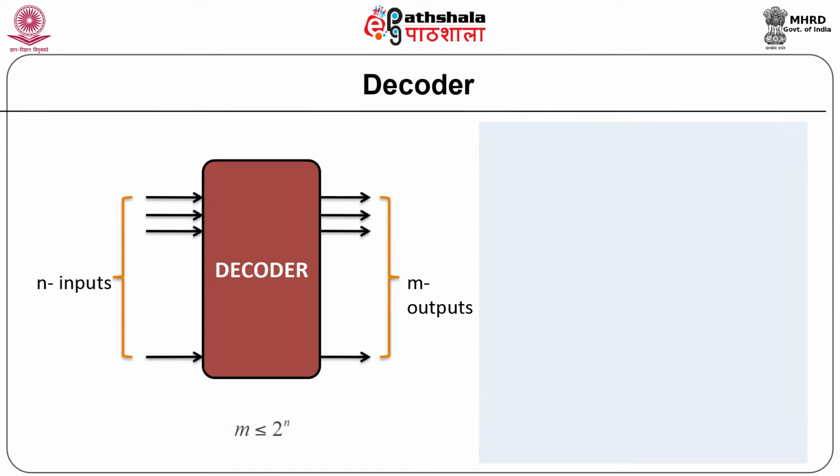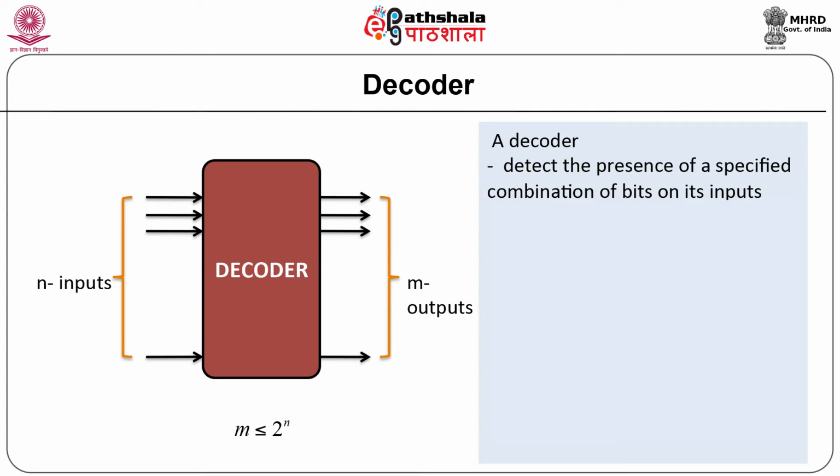The basic function of a decoder is to detect the presence of a specified combination of bits on its inputs and to indicate the presence of that code by a specific output level. In its general form, a decoder has n input lines to handle n bits and from 1 to 2^n output lines to indicate the presence of one or more n-bit combinations.